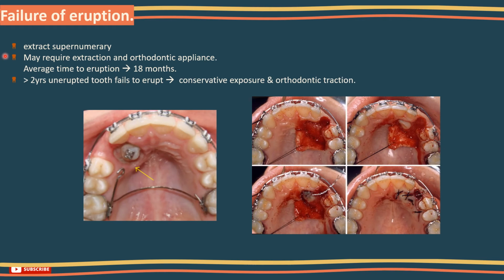If after 2 years the unerupted tooth fails to erupt despite sufficient space, you may require conservative exposure and orthodontic traction. Children with hypodontia will often benefit from specialist multidisciplinary management, coordinating pediatric dental, restorative, and orthodontic management.